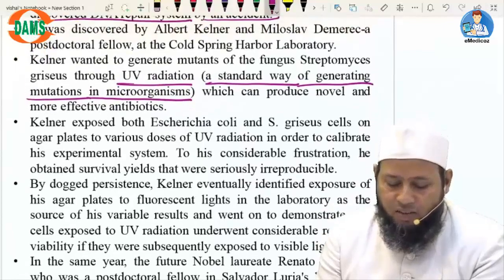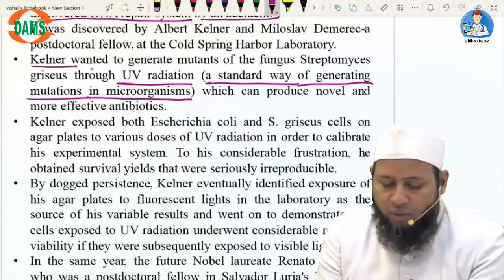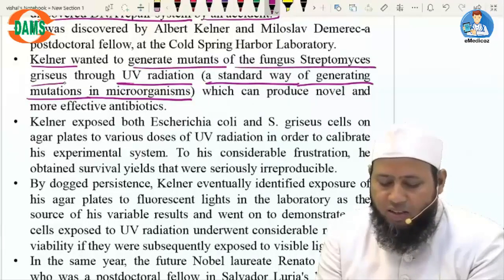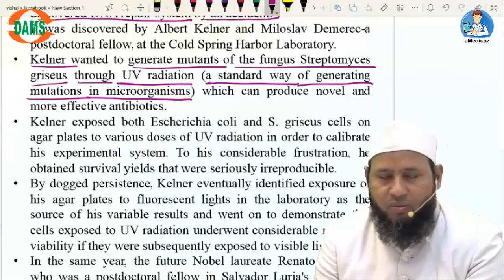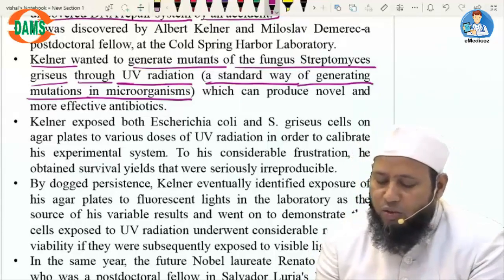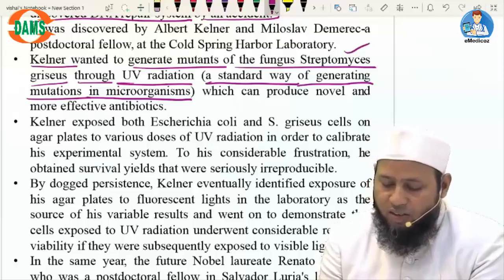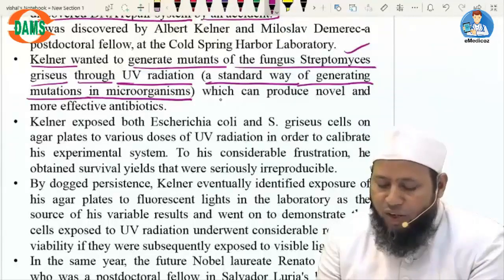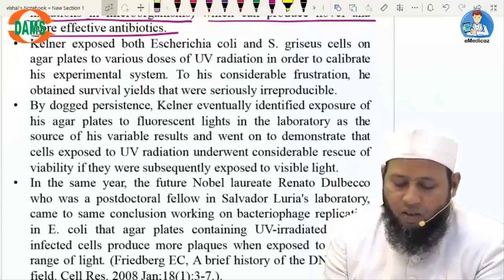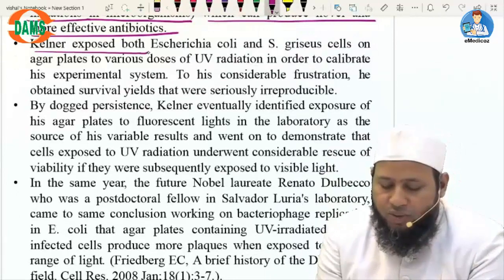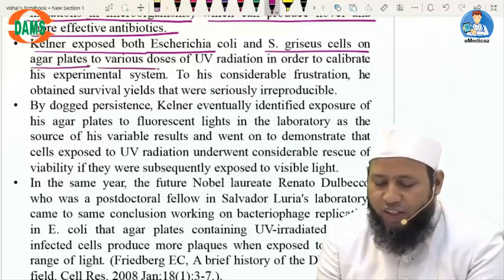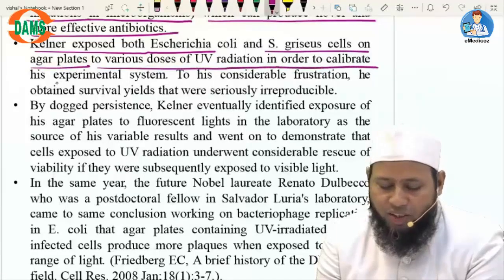There was a scientist, Kellner. He wanted to generate mutants of the fungus Streptomyces griseus through UV radiation. As I discussed, UV radiation was the common method to generate mutants. Why did they want to generate this mutant fungus? They wanted to produce a mutant fungus which could produce new and more effective antibiotics. So Kellner exposed E. coli and the fungus on agar plates to various doses of UV radiation in order to calibrate his experimental system.